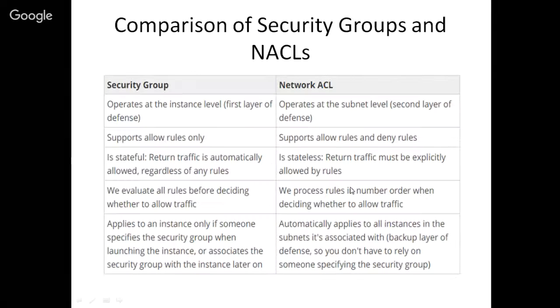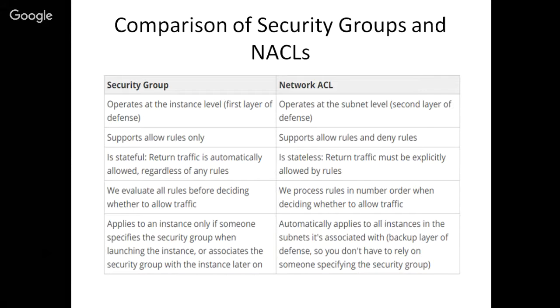Okay, so these are the differences which I was talking about: security group and NACLs. Okay, so security group operates at instance level, as I told you earlier, and NACL operates at subnet level. And security group always supports allow rules only. Okay, so you can just say this is the port which I want to open, this is the port which I want to open. Okay, in security group, by default all ports are disabled, so there is nothing which is enabled. So you can explicitly say that these are the ports which I want to open.